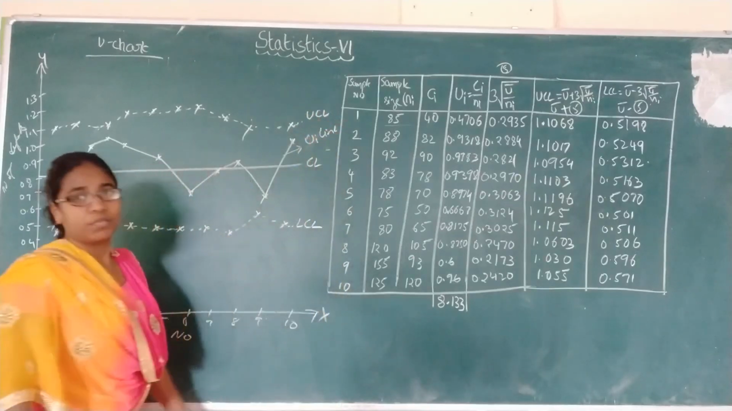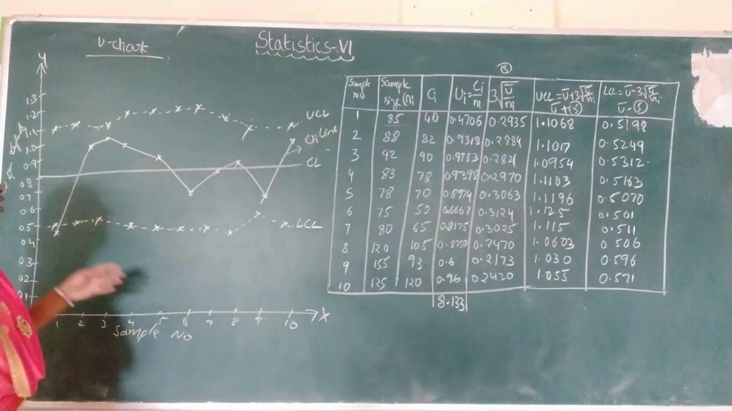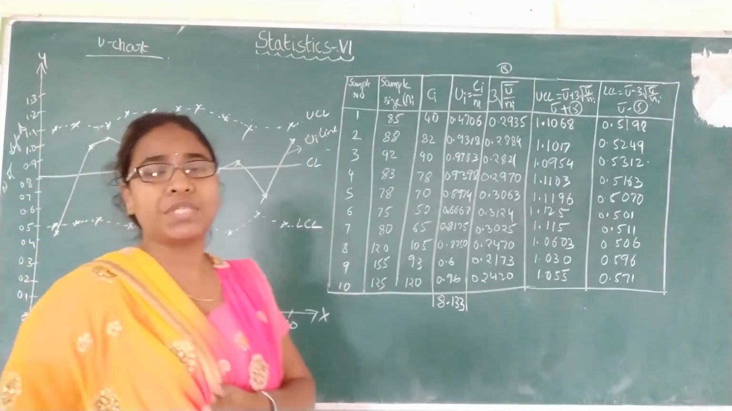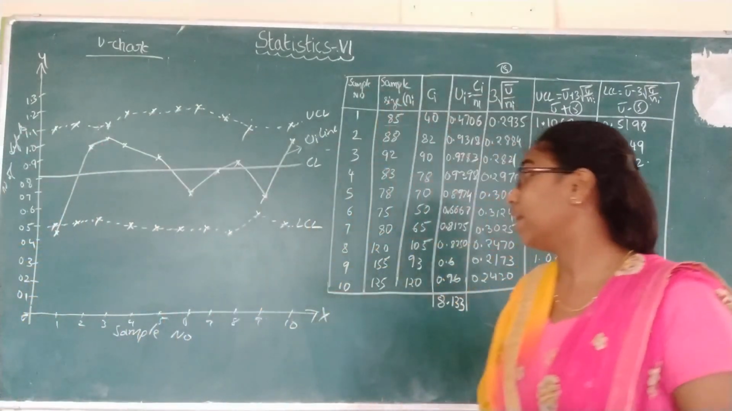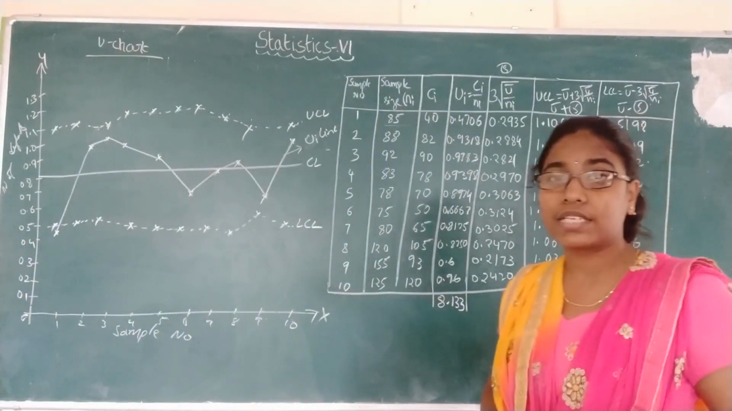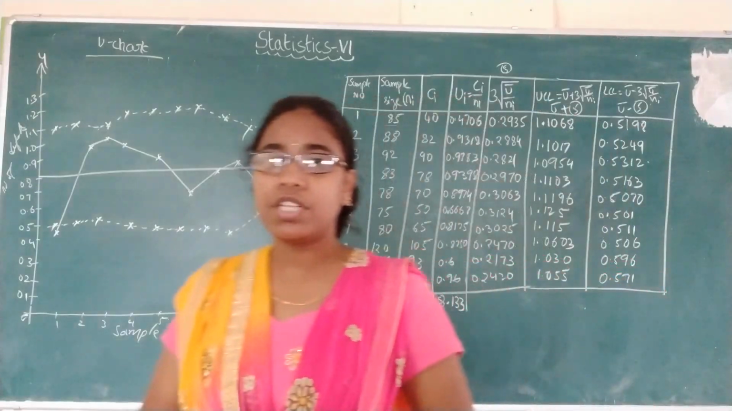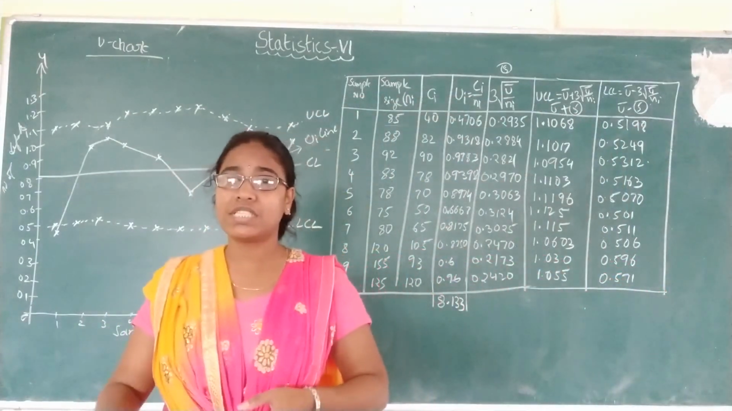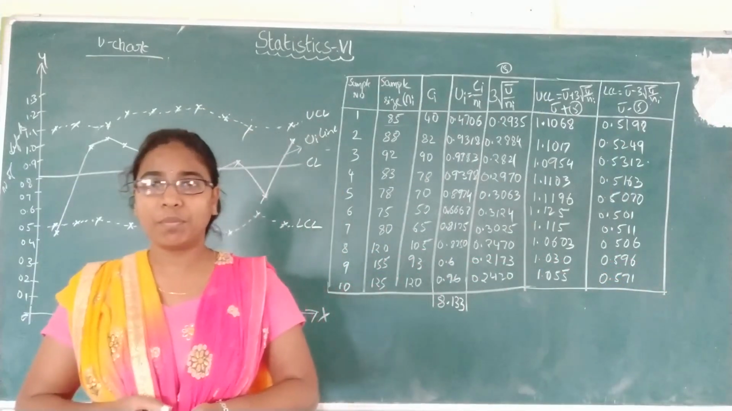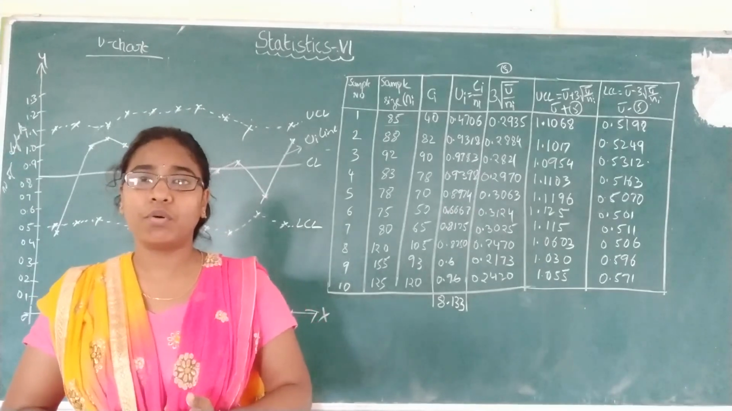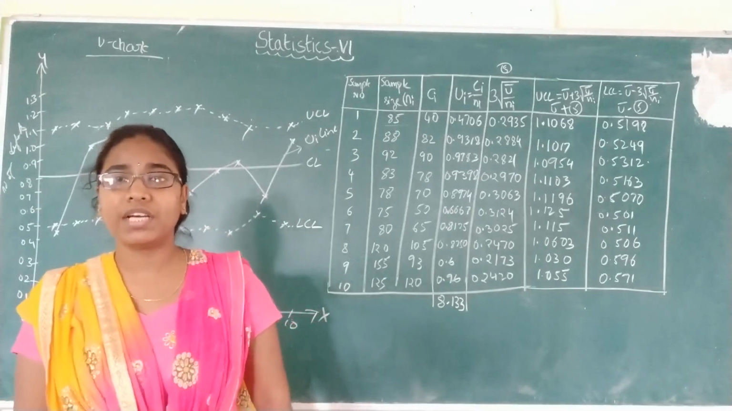So if you observe, it is very clear that this Ui line is between our UCL and LCL lines. So therefore, the process is said to be under statistical control. So what is the inference you are going to give? Since all the Ui values, that is the Ui line, fall in between the UCL and LCL lines, therefore the process is said to be under statistical control.